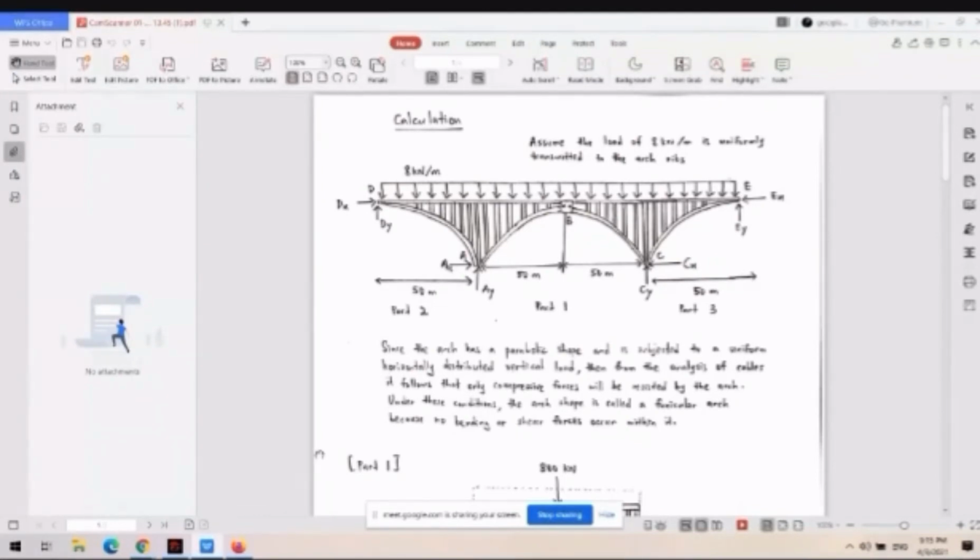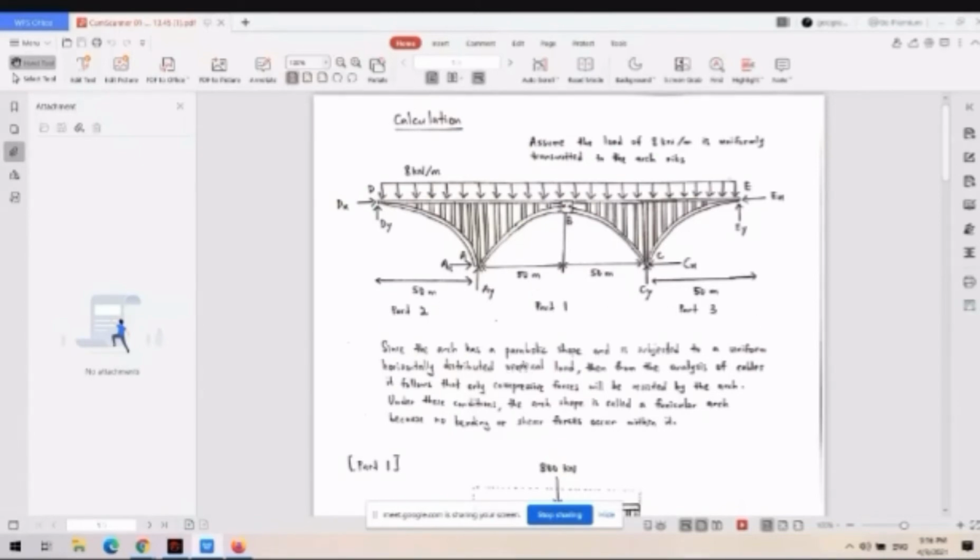Hi, I'm Koi Zheng, and today I'm going to present the calculation part for our PBL. First, we need to assume the load acting on the bridge. We assume the load of 8 kN per meter is uniformly transmitted to the arc ribs. This is the diagram for our bridge, and as you can see, we have divided it into 3 parts: part 1, part 2, and part 3.